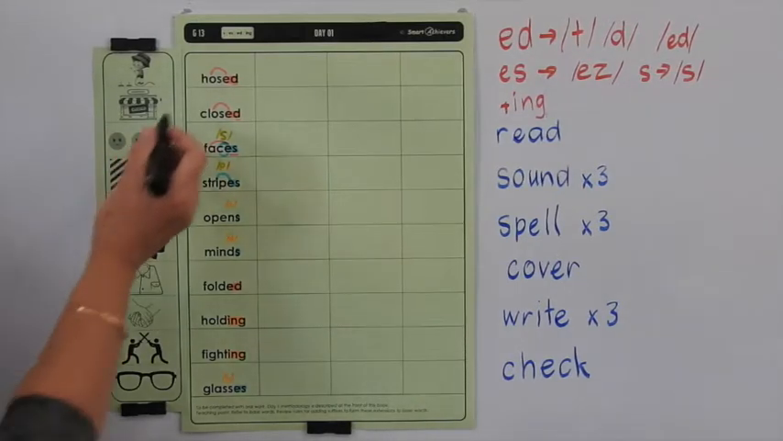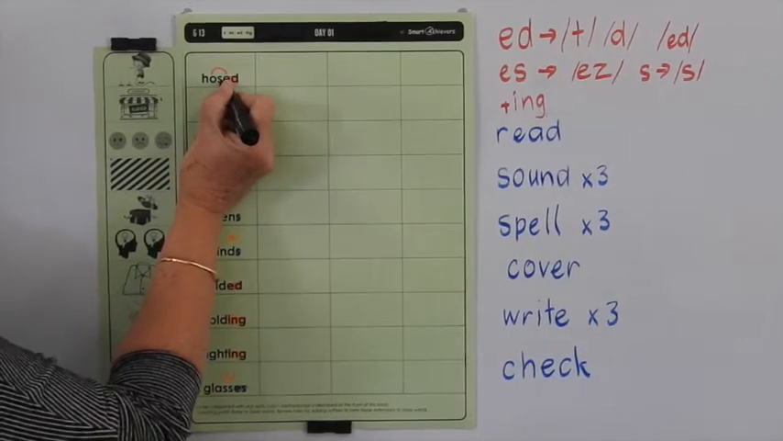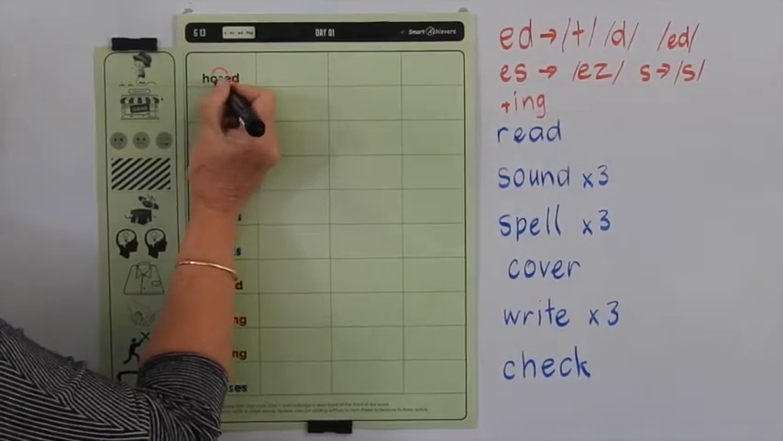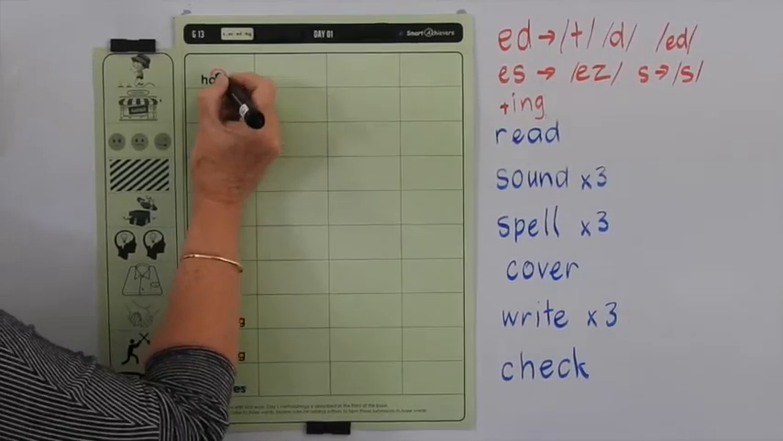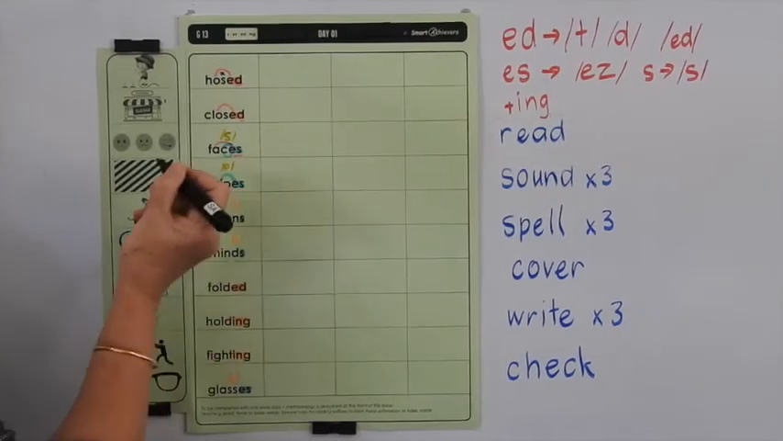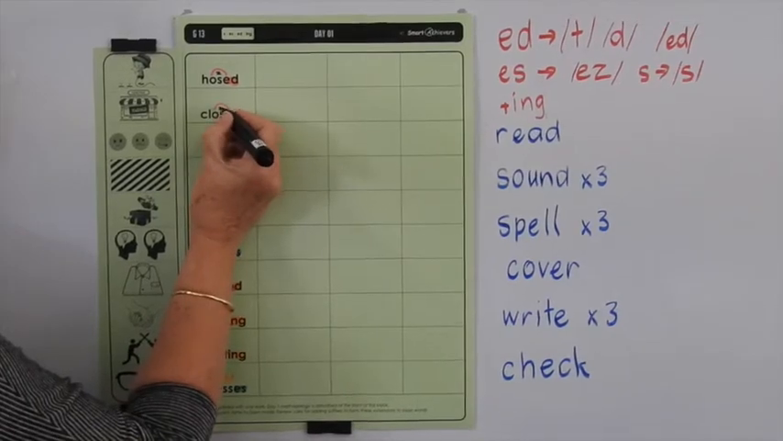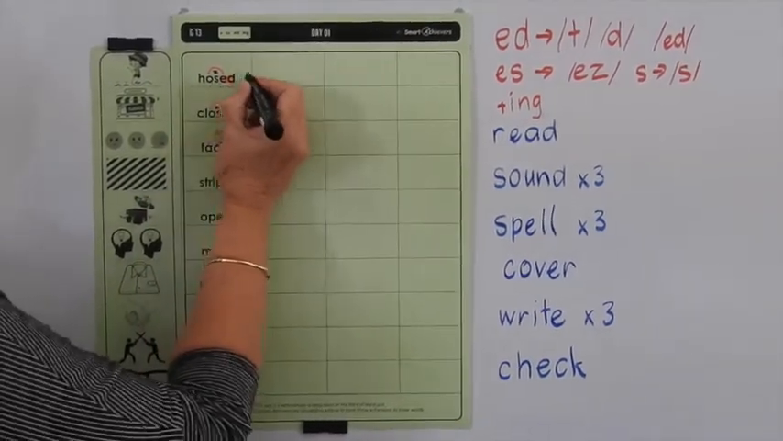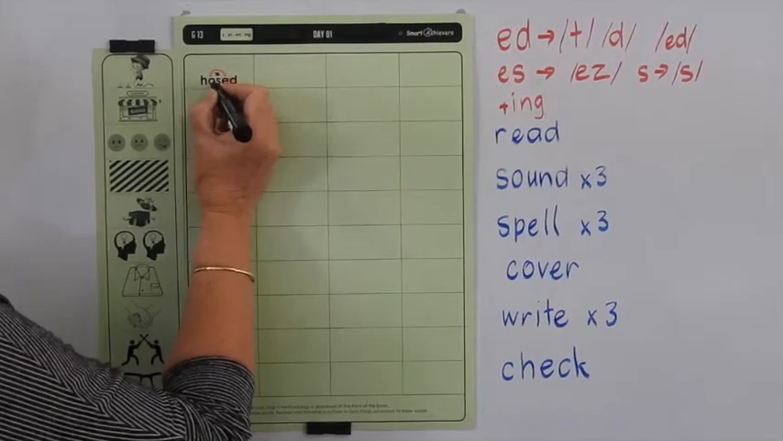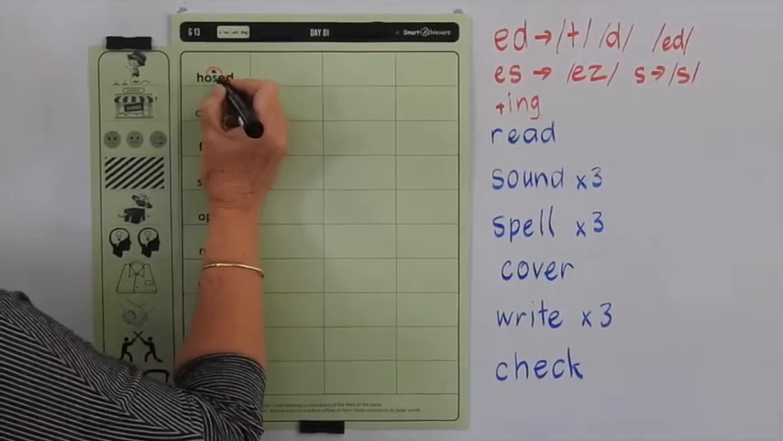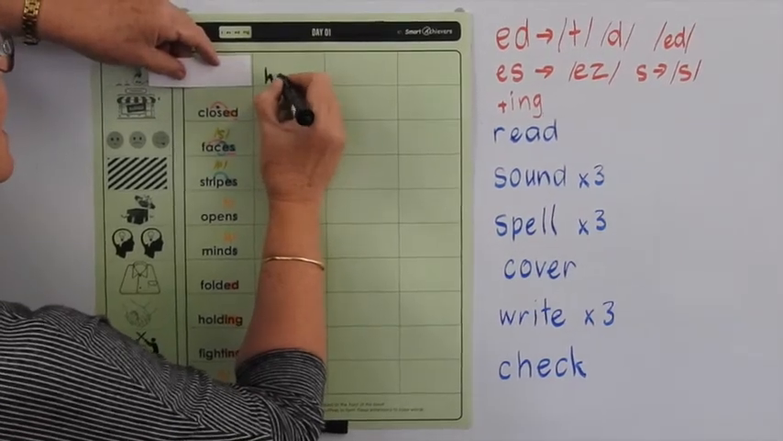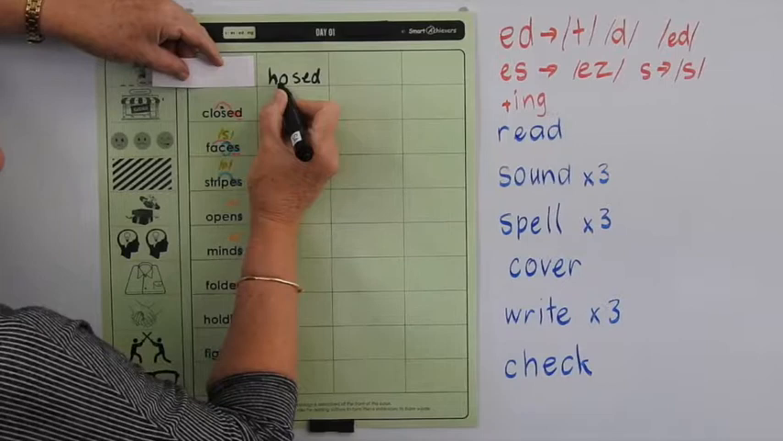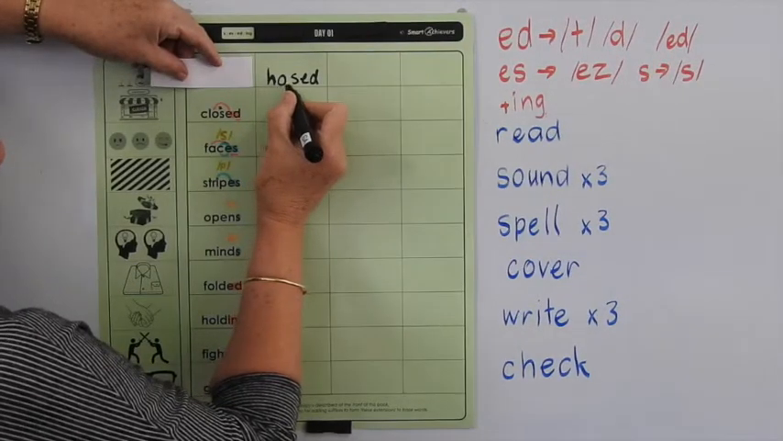So we've got hosed. So this S, remember, is making a Z sound, same as in close, closed. Okay, so we've got H-O-S-E-D. And once again, because that O is making its long sound, you're best to sound these words.